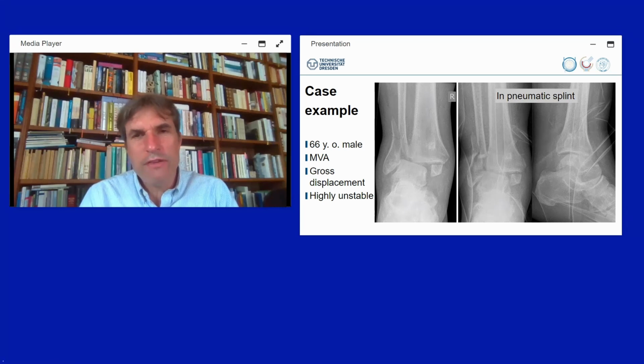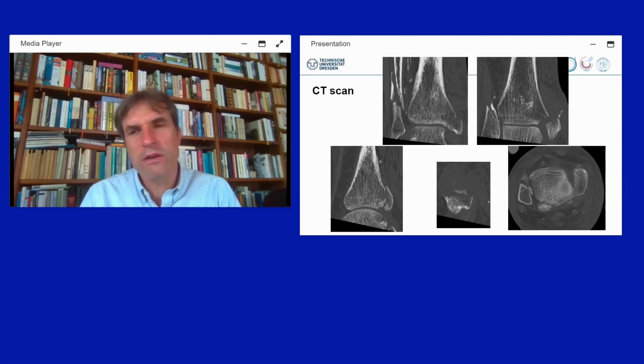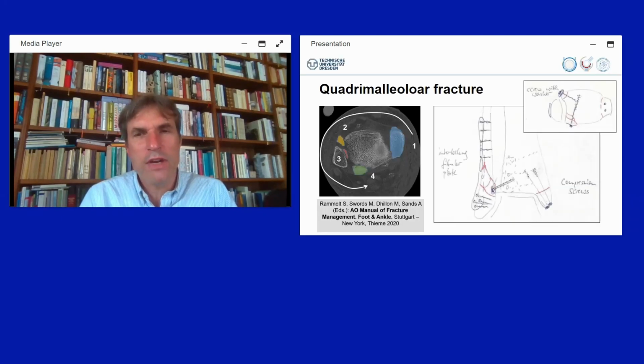So now we have an example of a quadrimalleolar fracture where all the 4 malleoli are fractured. It's a 66-year-old female, motor vehicle accident, so high energy injury, highly unstable. So she was first put into a frame, and then we looked at the CT images, and as you can see here, all the 4 malleoli are fractured.